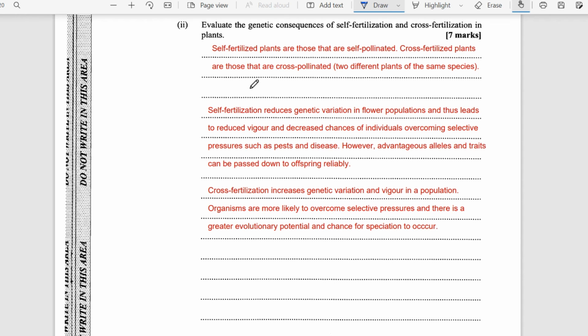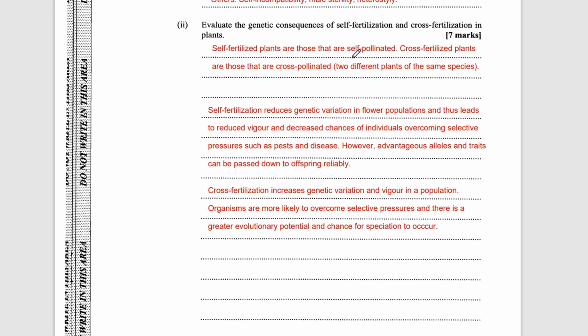I should just note here, self-pollination is not the same as asexual reproduction because you still have gametes involved, right? Anyway, so self-fertilization, which again is inbreeding, you only have basically the one parent or the one flower that pollinates itself. Because now you have the same organism, this would reduce genetic variation in flower populations and thus leads to reduced vigor.